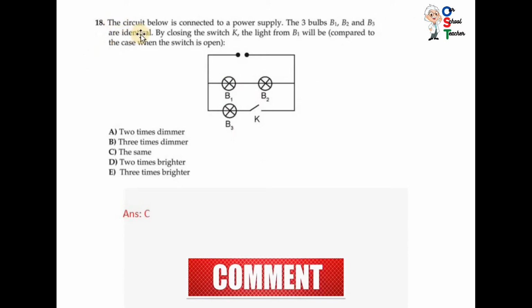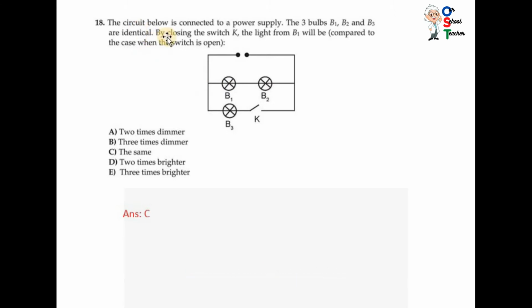Now question number 18. The circuit below is connected to a power supply. The three bulbs B1, B2, B3 are identical. By closing the switch K, the light from B1 will be compared to the case when the switch is open. The light from B1 will be 2 times dimmer, 3 times dimmer, the same, 2 times brighter, or 3 times brighter. You can see this is a series circuit, so the current flows through. So the light from B1 will be the same.